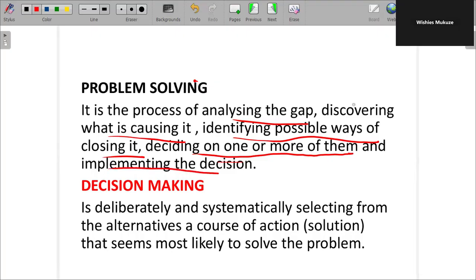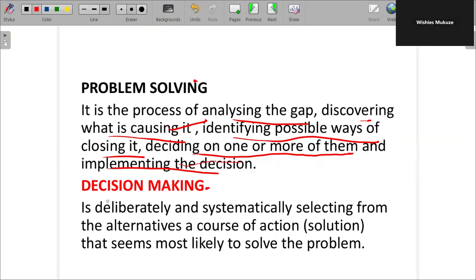Problem solving. There is a problem. When you are solving a problem, you are discovering what causes the problem. You identify ways on how to solve the problem. And then you decide among the ways, you choose the best way to solve the problem. Once you have chosen the best way, you then implement the decision.